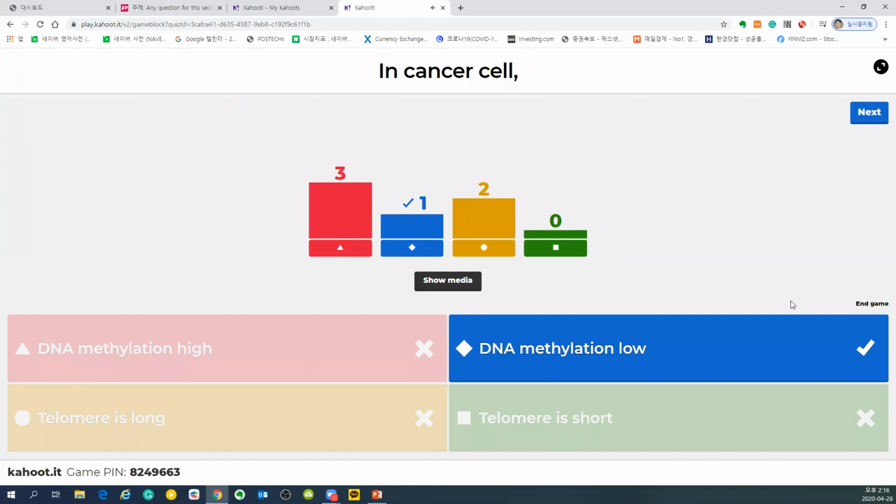Okay, cancer cell is very similar to embryonic stem cell. That's why if you wanted to be young and then attack those telomere or methylation, there is a very good chance to become cancer cells. The answer is the same as DNA methylation in general, that's low. And also telomere size is getting longer too.